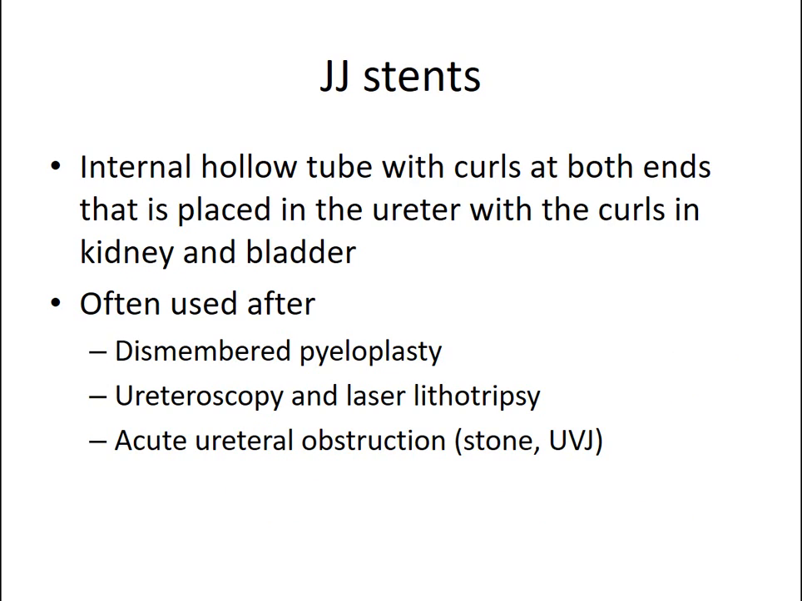Other tubes that we use are called double J stents. These are internal tubes that are not visualized unless they become malpositioned. They're hollow and they have a curl at both ends that keep it in place. These tubes actually extend from inside the kidney down the ureter into the bladder.